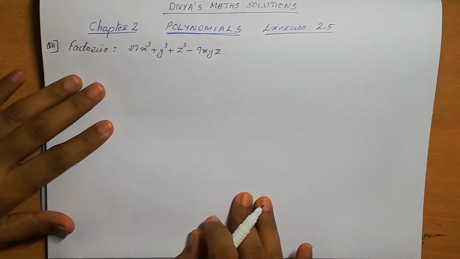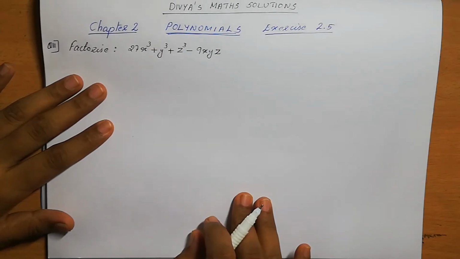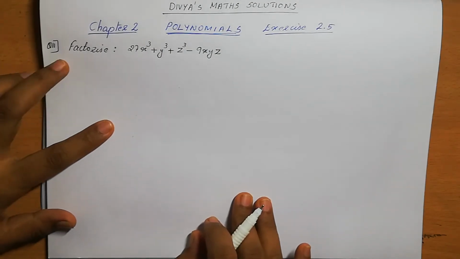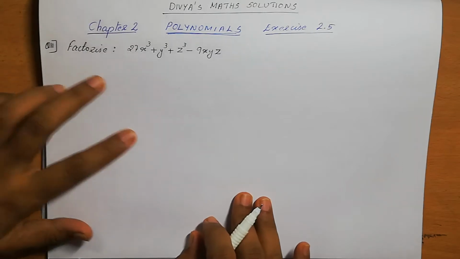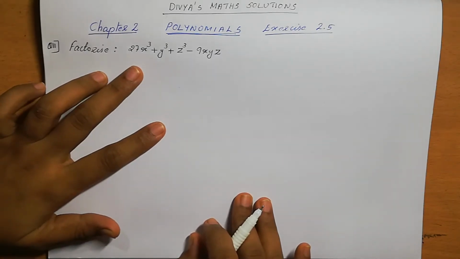Today we are going to discuss Chapter 2 Polynomials Exercise 2.5. Question number 11. Factorize 27x cube plus y cube plus z cube minus 9xyz.